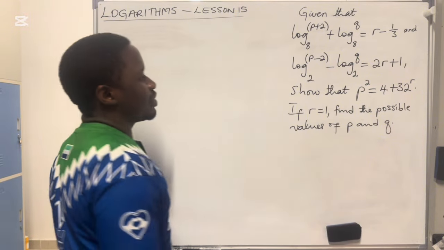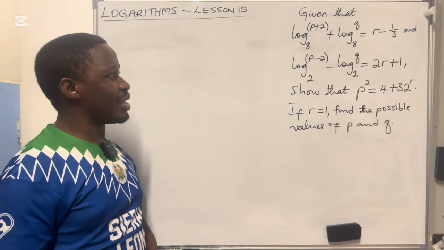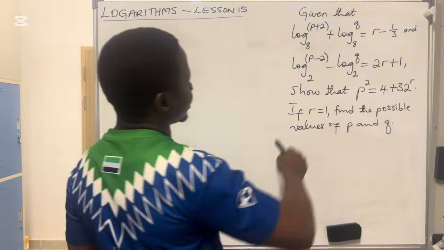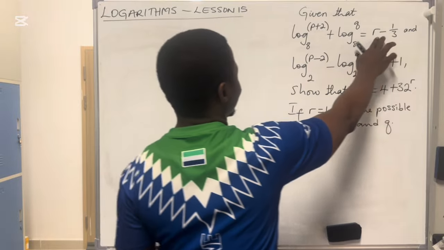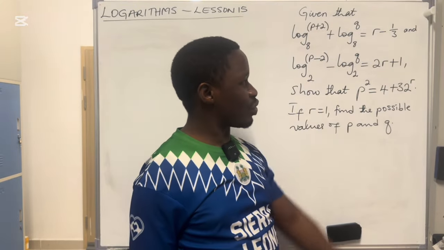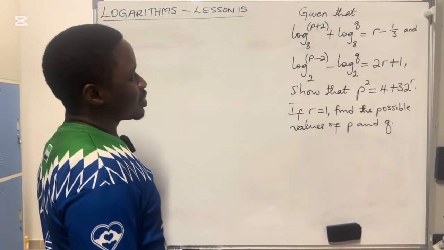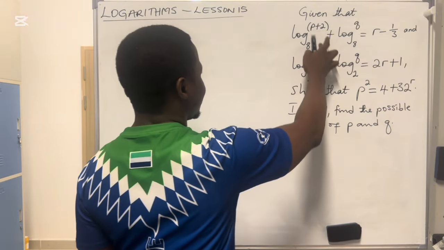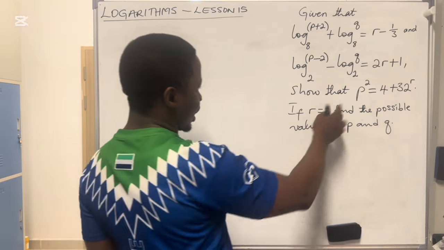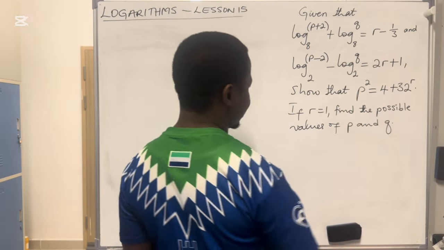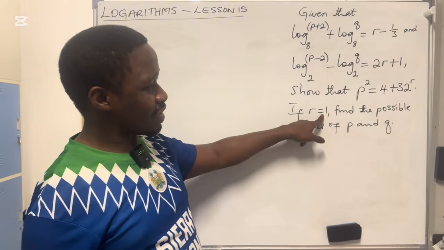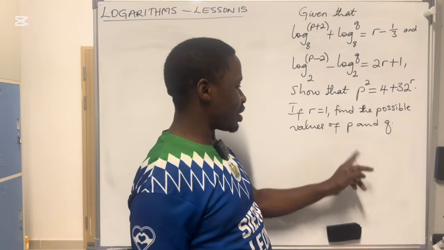We have a lengthy problem here we want to solve. The question says, given that log (p+2) base 8 plus log q base 8 equals r minus 1/3 and log (p-2) base 2 minus log q base 2 equals 2r plus 1. With these two equations given, there are two things we must do. One, to show that p squared is equal to this. Two, with additional r equals 1 given, we are to find the possible values of p and q.